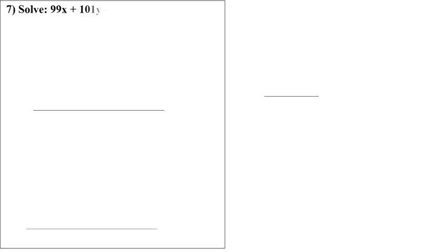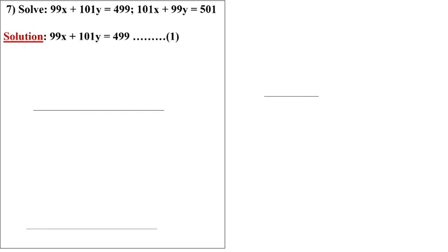Now, question number 7 is given. Solve 99x plus 101y equal to 499, and 101x plus 99y equal to 501. Students, the first equation is 99x plus 101y equal to 499, and the second equation is 101x plus 99y equal to 501. Here the same numbers are given: 99x and 101y, and in the second equation 101x and 99y.